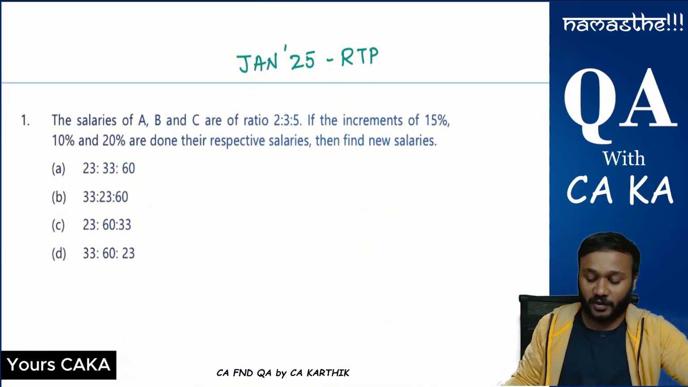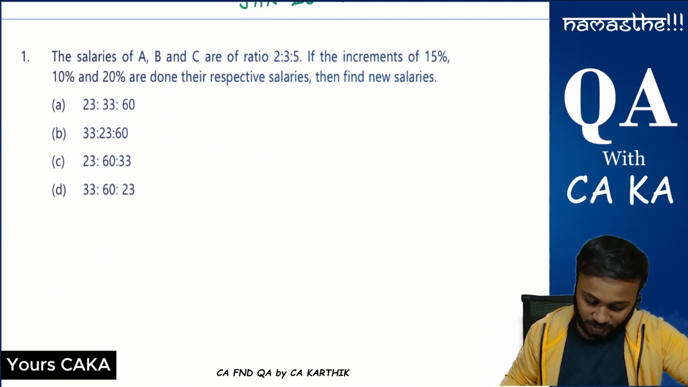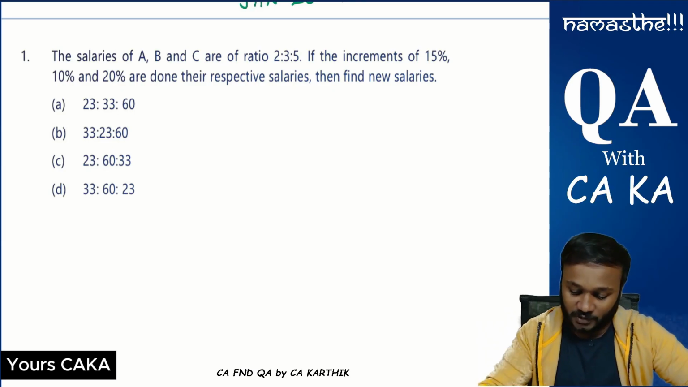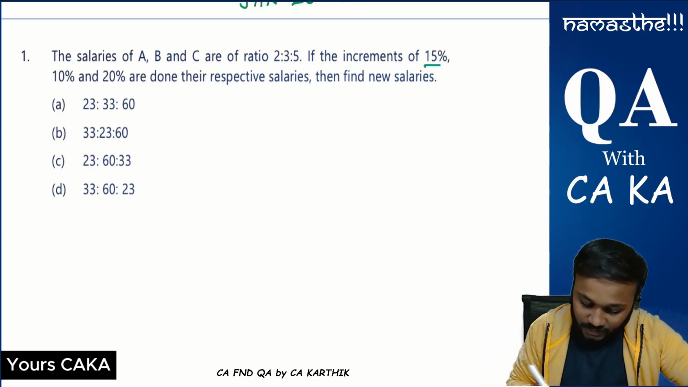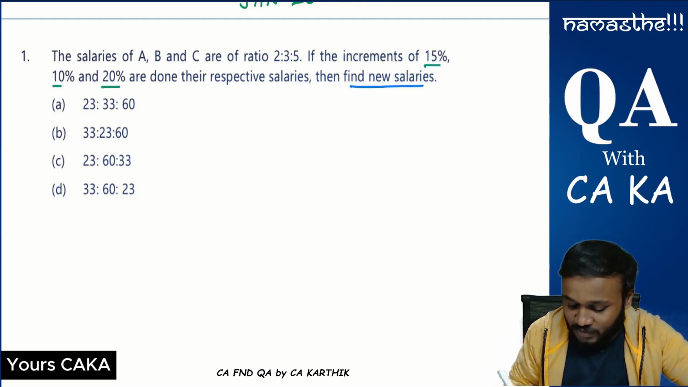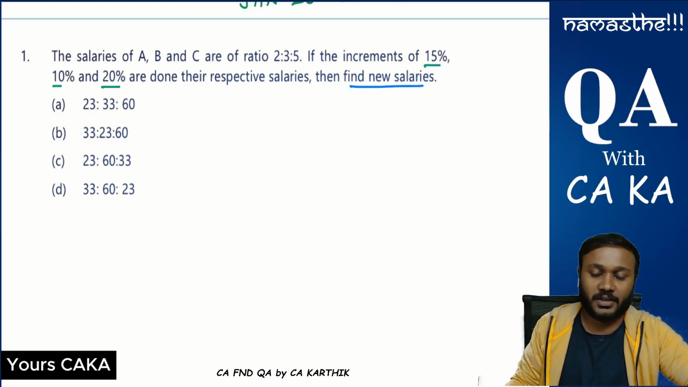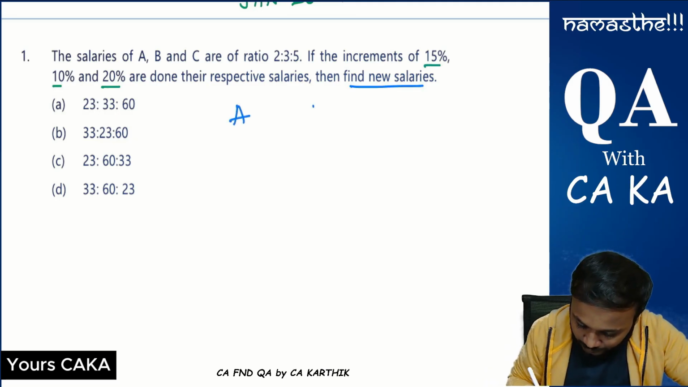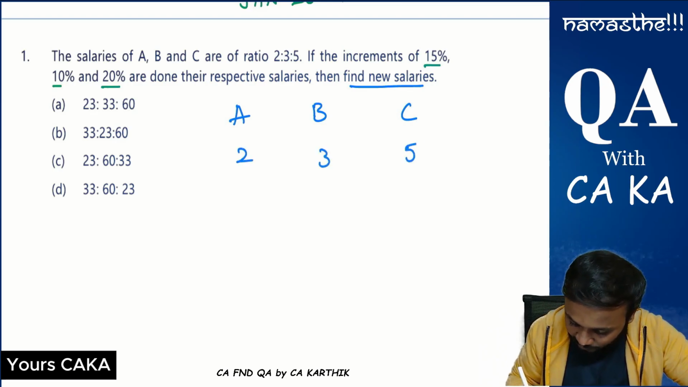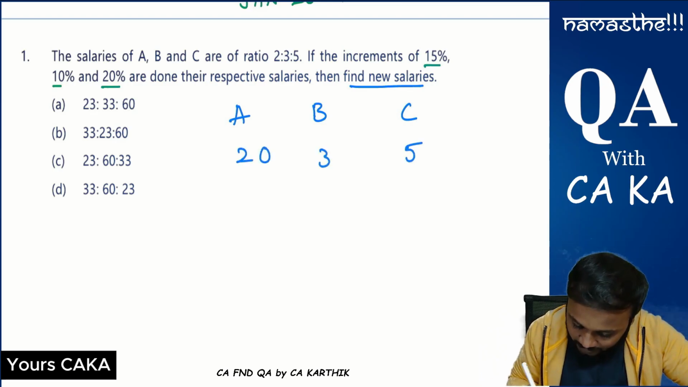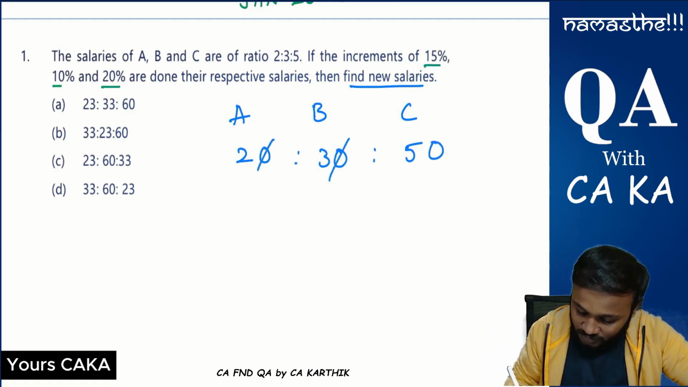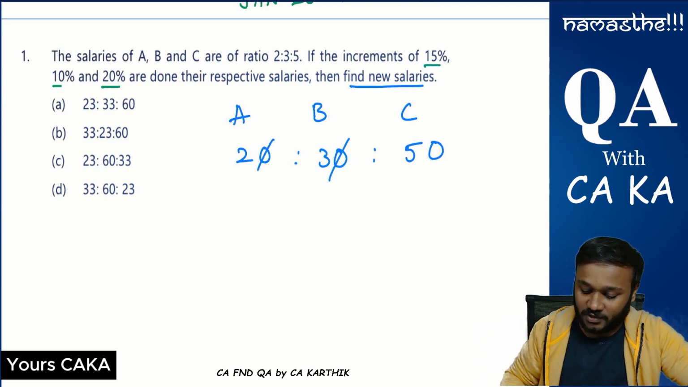So this is your January 2025 RTP. The first question: the salaries of A, B, and C are in the ratio 2 is to 3 is to 5. If increments of 15%, 10%, and 20% are given, find their respective new salaries. Straight away, they are asking to find out the new salaries. There are three people, A, B, C, and their ratio was 2 is to 3 is to 5. If I add 0 to each, or eliminate zeros, it is still the same 2 is to 3 is to 5.